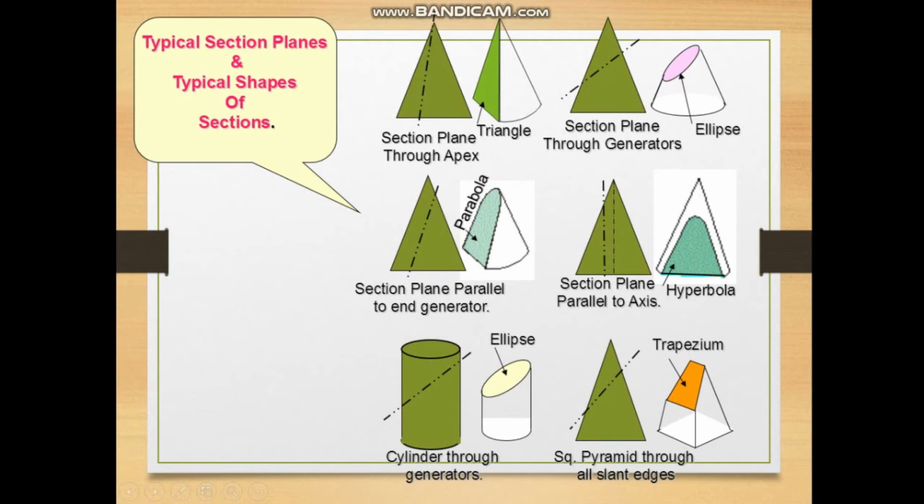For a cylinder, if the section plane passes through the generators, we get an elliptical shape in the top of the cylinder. For a square pyramid, if the section plane passes through all the edges, the final section area is like a trapezium.